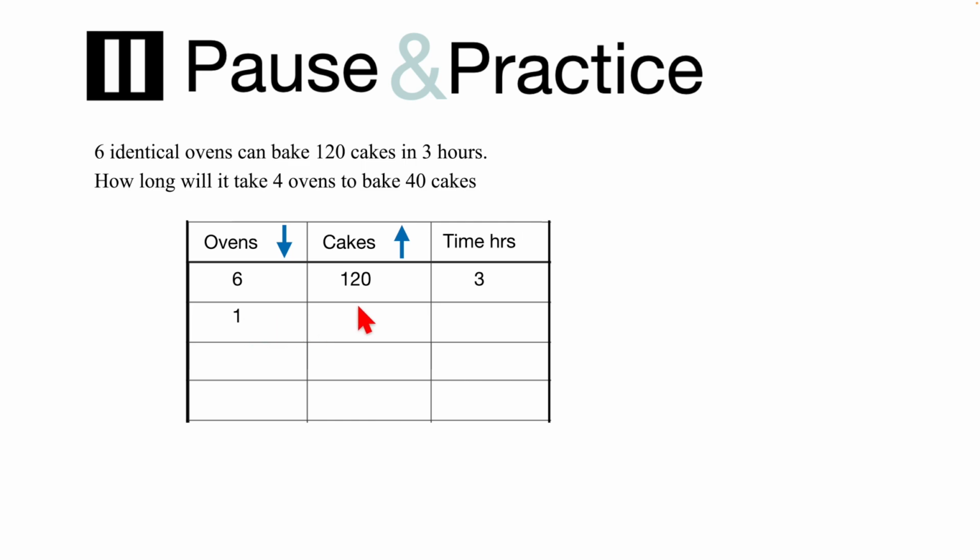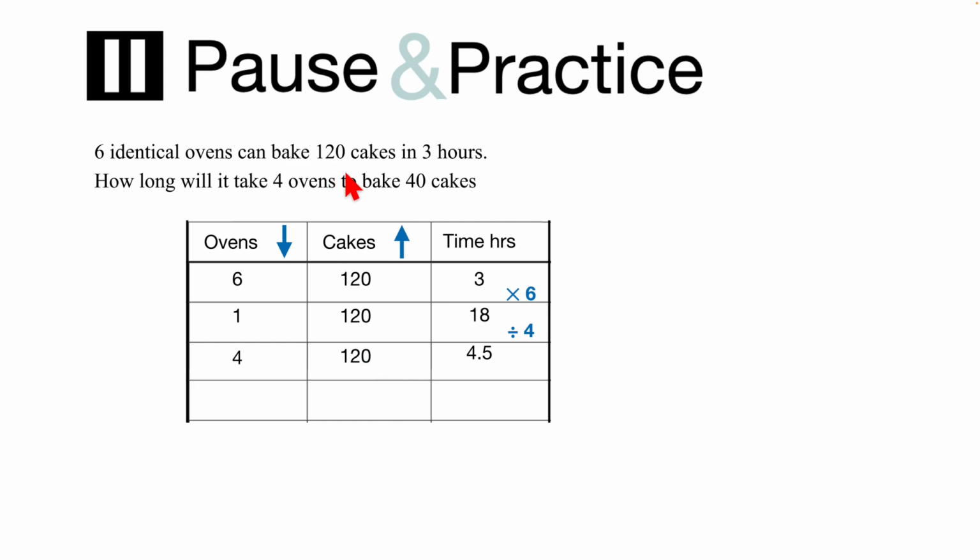Reducing the ovens to 1, we'll keep the cakes, dividing by 6, we'll increase the time by 6. It's now going to take 18 hours for that 1 oven to bake 120 cakes. But I'm going to increase that by 4 now, 4-fold, which is going to divide this by 4, 4.5 hours. So 4 ovens will take 4.5 hours to make 120 cakes.